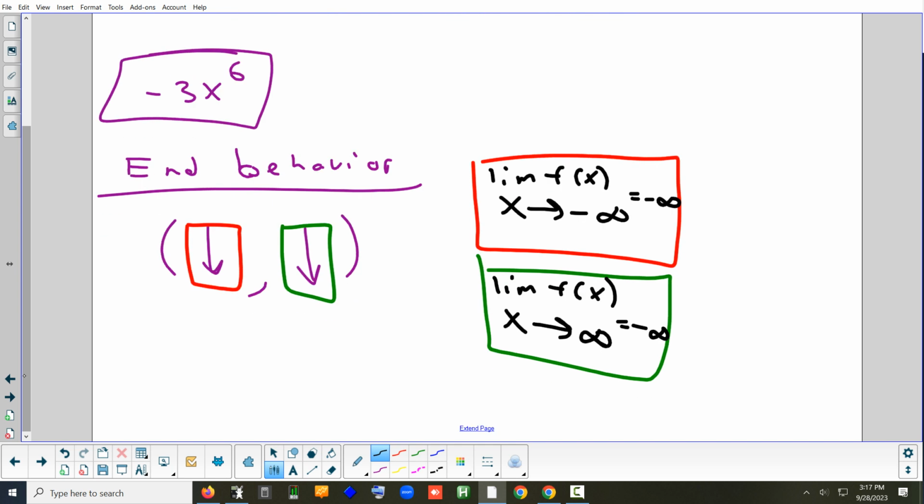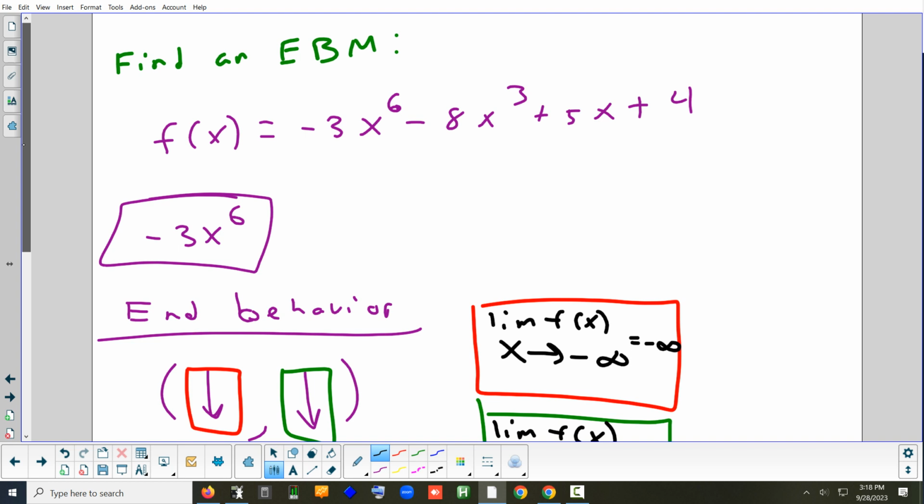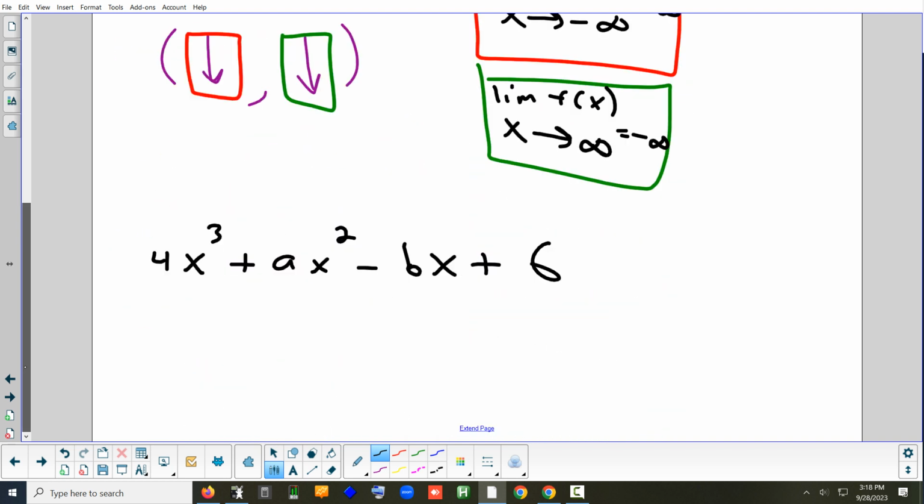Now, how about if I gave you something like this? 4x cubed plus ax squared minus bx plus 6. And I said to you to find the end behavior. Now, the one up above, you could just graph it, negative 3x to the 6th, and look at it. Can you graph this one? Why not? Yeah, it is variables for coefficients. You don't know what the graph is, so you can't type this in on a calculator.